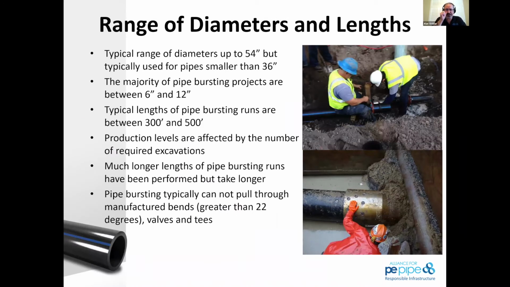Matt did touch on the range of diameters and lengths while I was having technical troubles. There is no true technical limitation for the length of pipe bursting, but what often controls that is the design of the systems that we're replacing. In gravity sewer, it's the manhole to manhole spacing of that 300 feet that we look at. And in potable water systems, it's going to be the valves, the appurtenances, the service connections, and productivity of the actual crew to do the work.